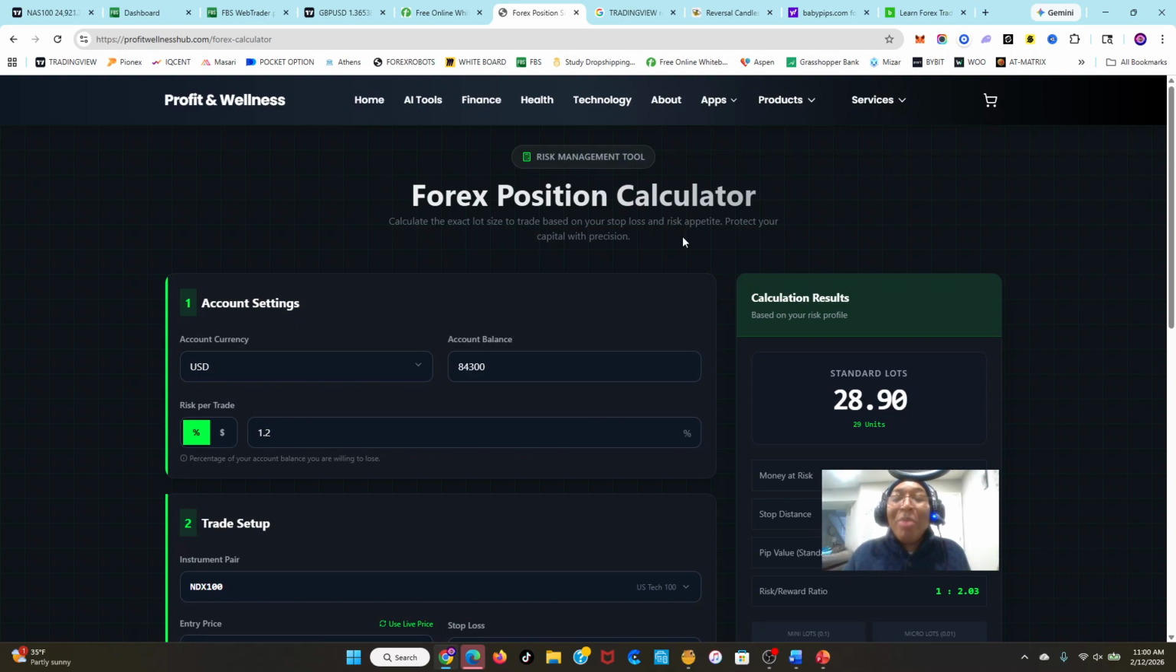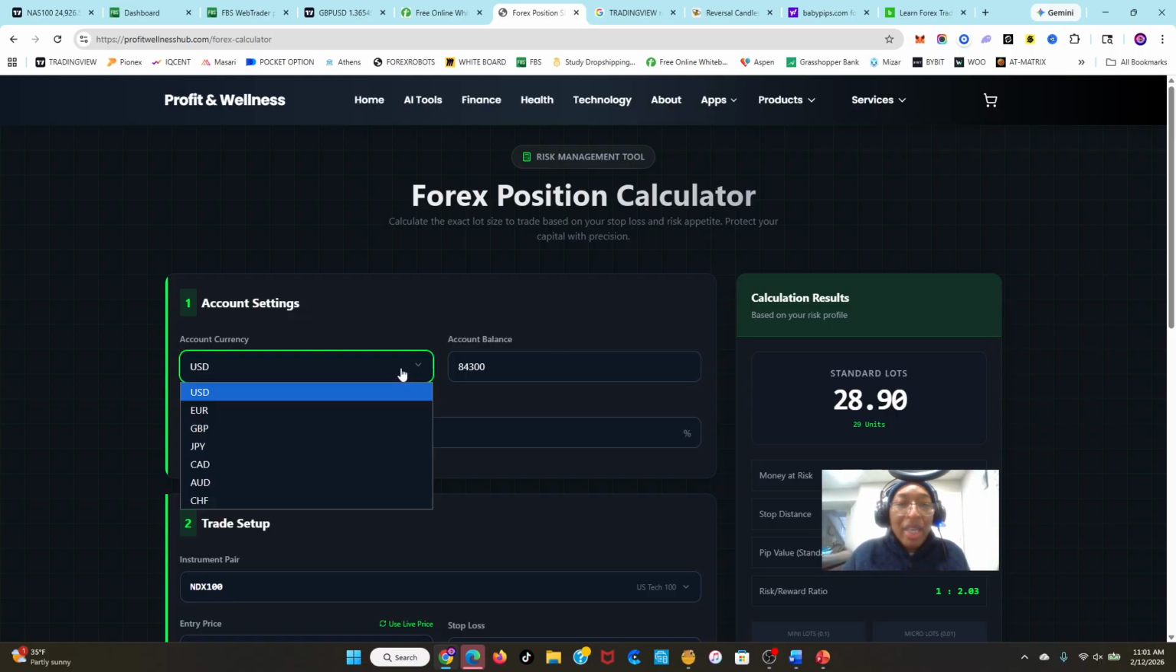Believe you me or not, I've been around for a long time. Our coaches have been on for many years. Before they said this is the best calculator for beginners, they meant it is the best calculator for beginners, okay? Because it is very simple. You don't need a lot of information. All you need is the currency that you are trading. So we are trading the US dollar.